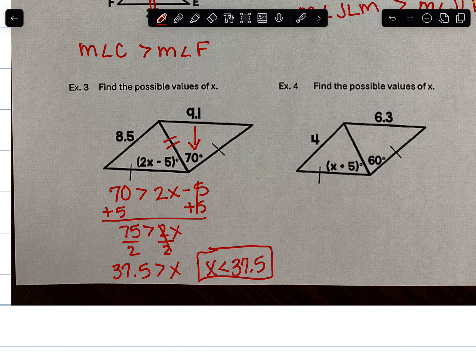Okay, anybody want to take the last one for me? I got you, man. Okay, let's go. 6.3, shared side. Good. And then 6.3 is the greater, so 60 is greater than x plus 5. Perfect. And then you do minus 5, plus 55 equals, 55 is greater than x. Good. x less than 55. Very good.